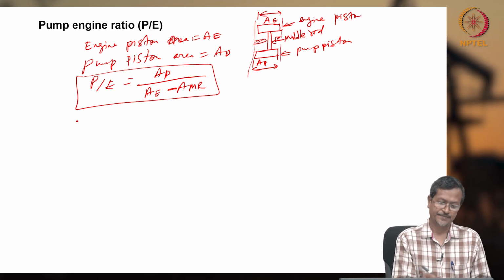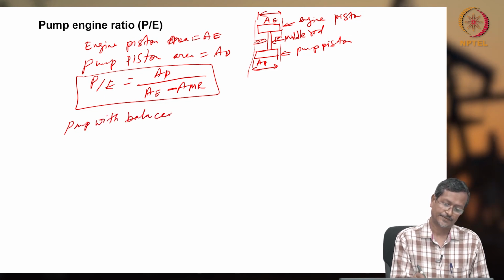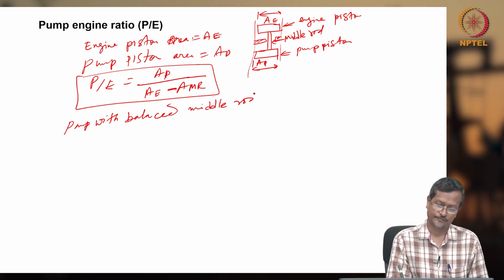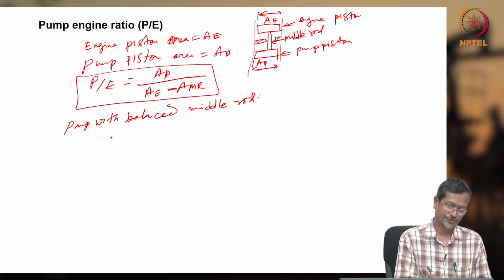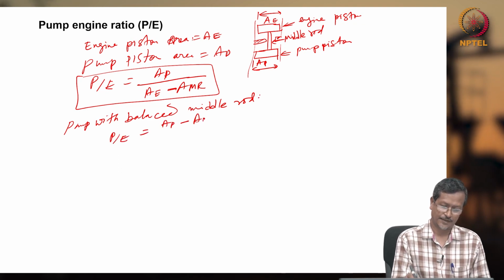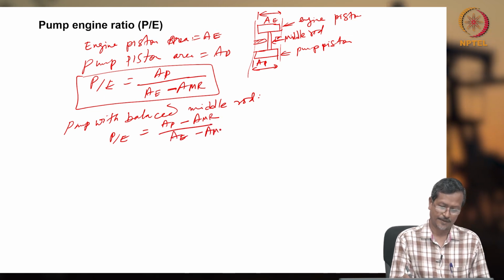So for a pump with a balanced middle rod, the formula will change. P by E equals AP minus AMR divided by AE minus AMR.